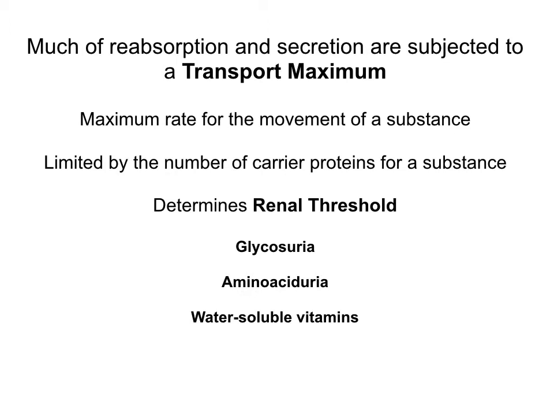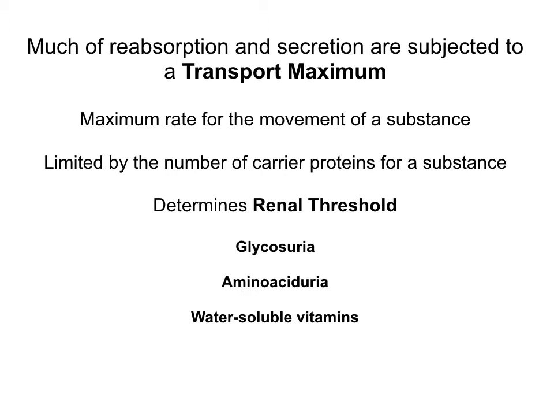For example, glycosuria is when you begin to see glucose in your urine. Glycosuria will occur if your glucose concentration in your plasma exceeds 180 milligrams per deciliter. Aminoaciduria is when you actually start to see amino acids in your urine, and this occurs if your amino acid levels exceed 65 milligrams per deciliter.